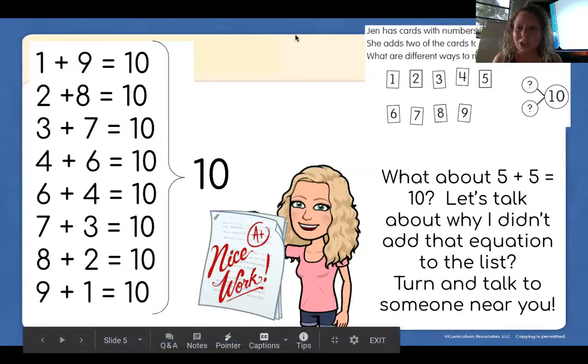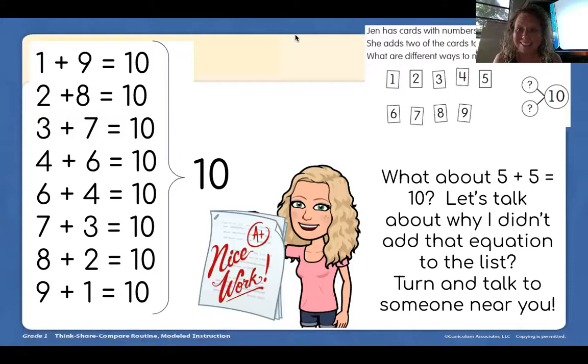So let's look at Jen's cards. He has numbers 1 to 9. Or Jen's cards. I thought it said Jed. It's Jen. She adds 2 of the cards to get to 10. Here are some of the ways that Jen could have added her cards together. She could have added the 1 and the 9 to get to 10. She could have added the 2 and the 8 to get to 10. She could have added the 3 and 7 to get to 10. She could have added the 4 and the 6 to get to 10.